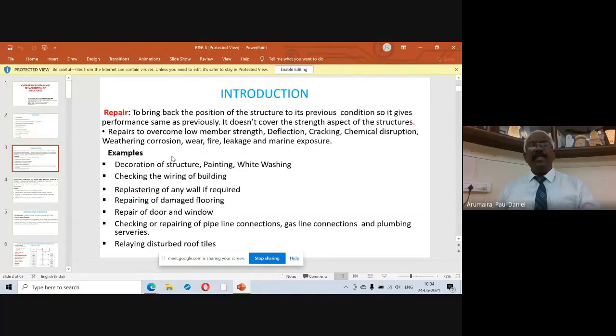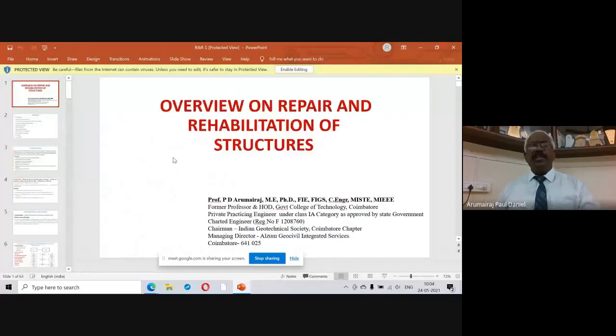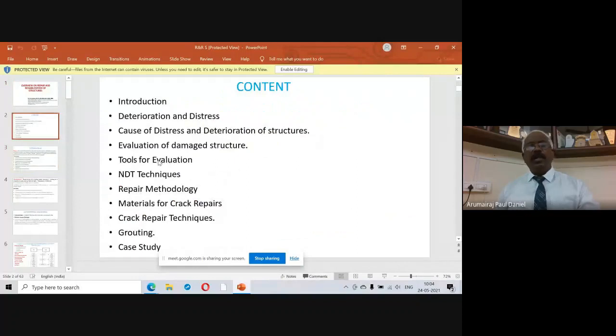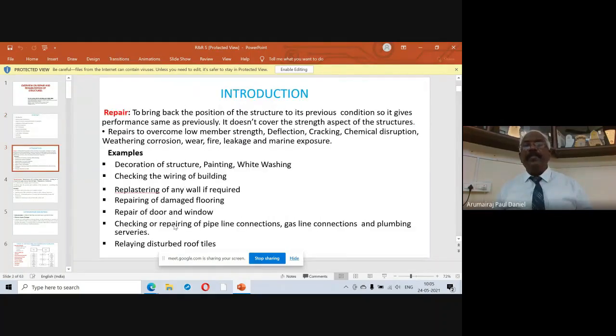So, evaluation of damage. And what are the tools for evaluation? Now a lot of tools are available, so that will be introduced. The tools come under the category of NDT, non-destructive test techniques. And what is the repair methodology? Materials for crack repairs, crack repair techniques, grouting, and case study. I will quickly go through, except the case study, because already some 20 to 30 minutes have gone. So probably I can concentrate on the case studies.